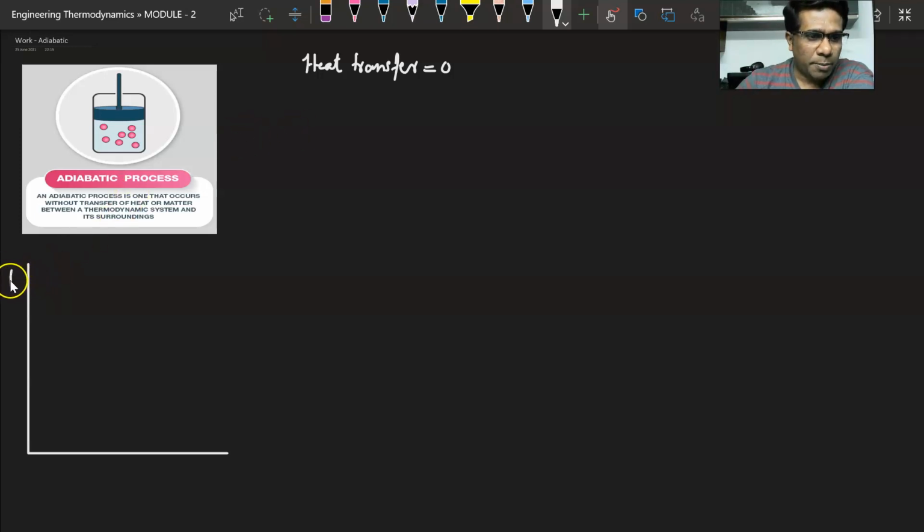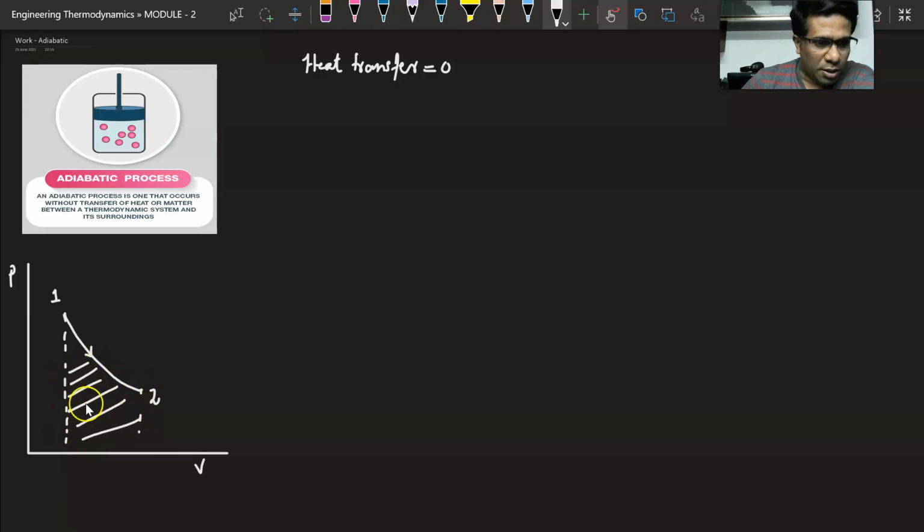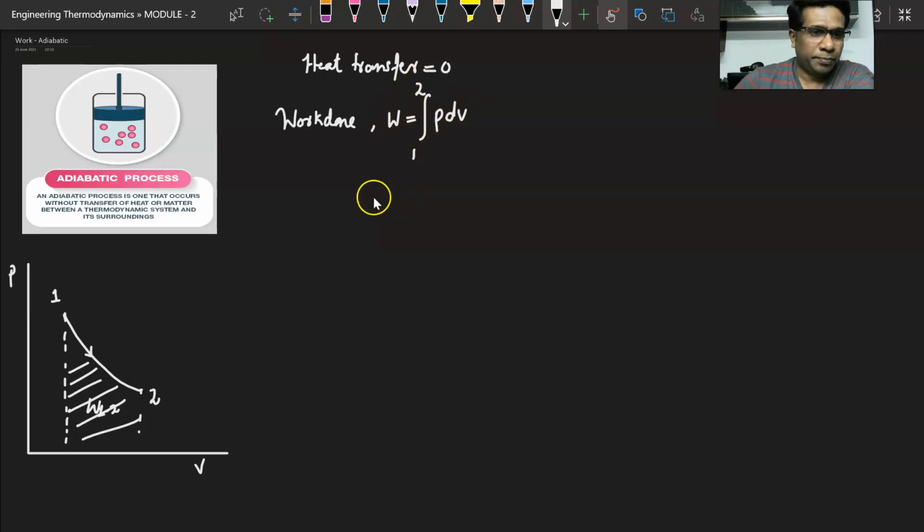Now, during an adiabatic process, if I represent it in a PV diagram, it will be something like this: steeper than the isothermal process, and I am representing it as 1, 2. As I know, the area under this curve 1, 2 will definitely give me the work done by the graphical method. I need to find the work done by using the equation W is equal to integral PdV.